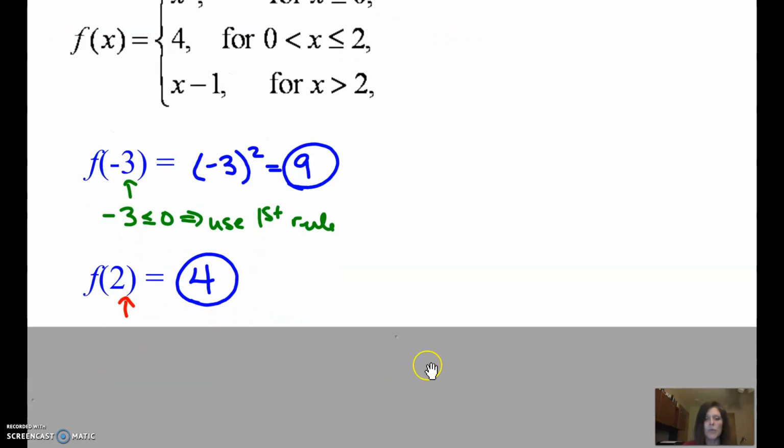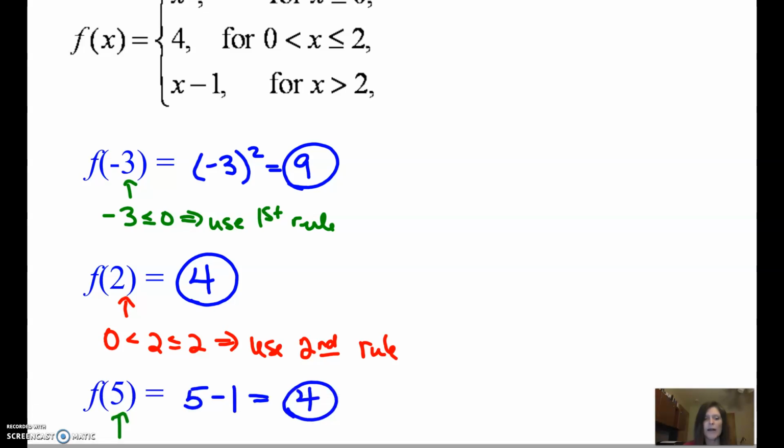Scroll down and do one more here. What if I have f of 5? Well, 5 is not less than 0. It's not between 0 and 2, but it is definitely greater than 2. So when I know that that's where my x falls, then I know this is the rule I plug it into. So the 5 minus the 1 is 4. Let's take a look at another one.